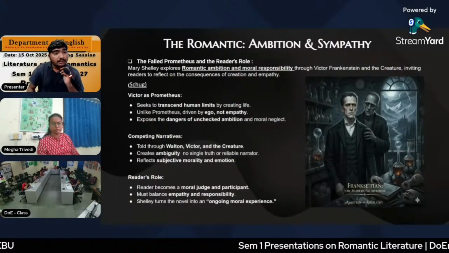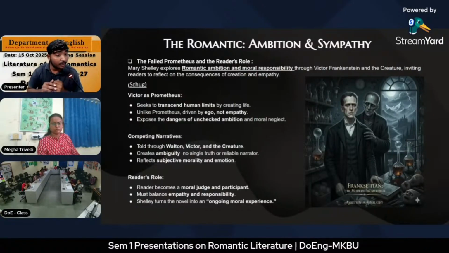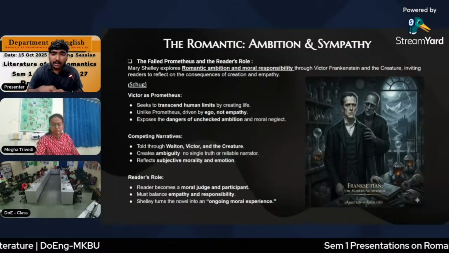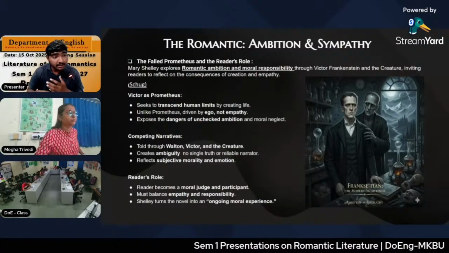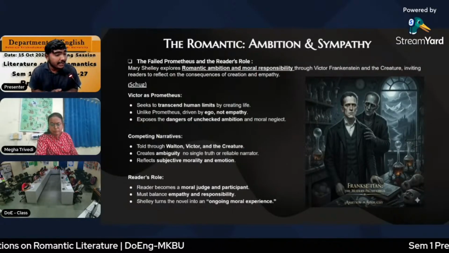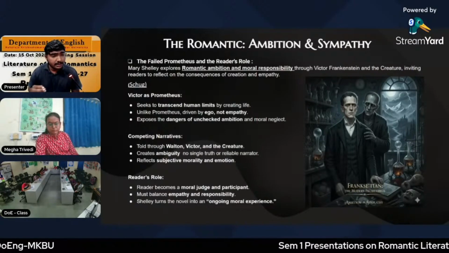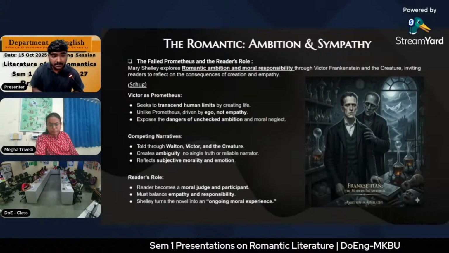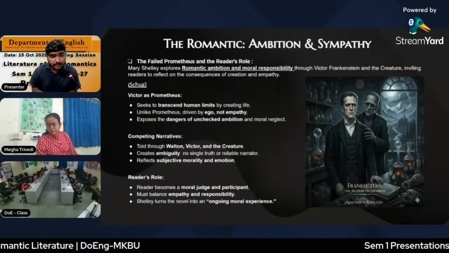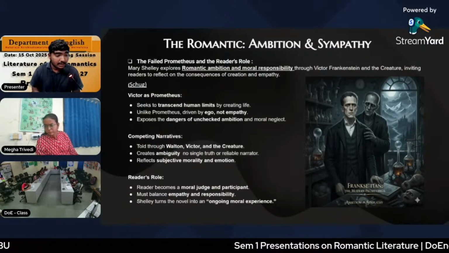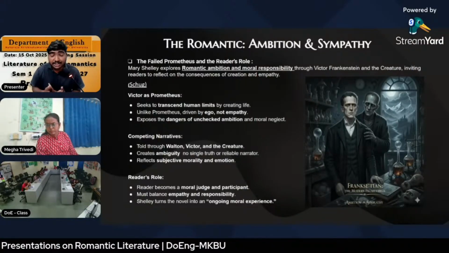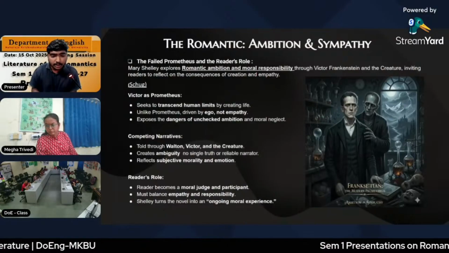Then the romantic: ambition, sympathies, the failed Prometheus, and the reader's role. Mary Shelley explored romantic ambition and moral responsibility throughout Frankenstein and the creature, inviting readers to reflect on the consequences of creation and empathy. Victor, as a Prometheus, seeks to surpass human limits by creating life, but unlike Prometheus he is divided by ego and lacks empathy, exploring the genres of unsacred ambition and moral neglect. The reader's role becomes more than just a spectator, a participant who shares blame, empathy, and responsibility. Shelley turns the novel into an ongoing moral experience.